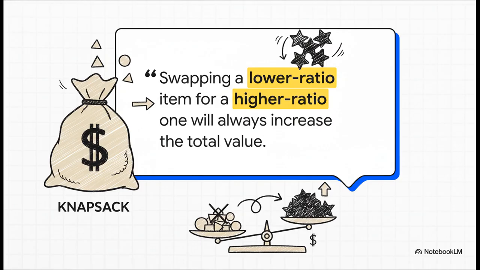Just think about it. If you had any other combination in your bag and it included even a tiny piece of a less dense item while you left behind a piece of a more dense one, you could always make a swap, right? You could trade that low-value piece for the high-value piece and your total value would go up. It's impossible to beat the greedy strategy because any other choice would be suboptimal.